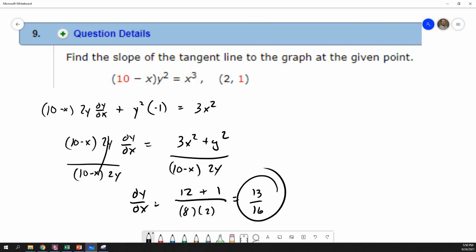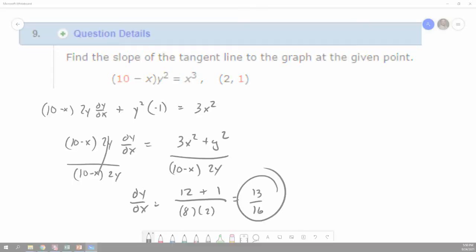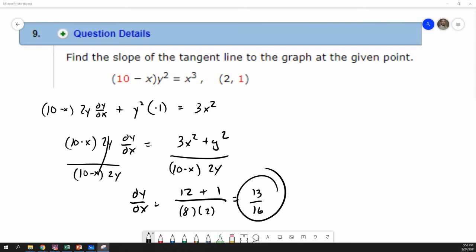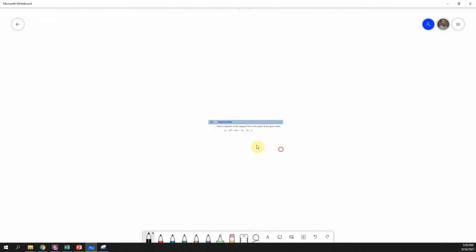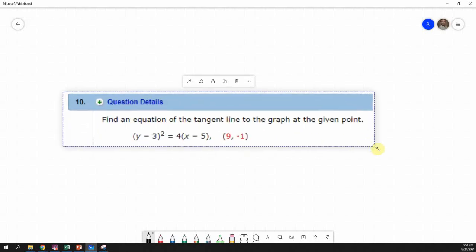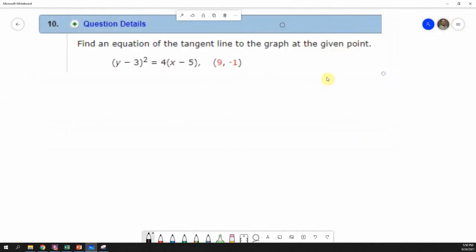Number 10, find an equation of a tangent line. So we've done this multiple times. This is one of my favorite types of questions. So we're given this. So we need to find the tangent line. So I know I can find the slope of the tangent line, which is the derivative.